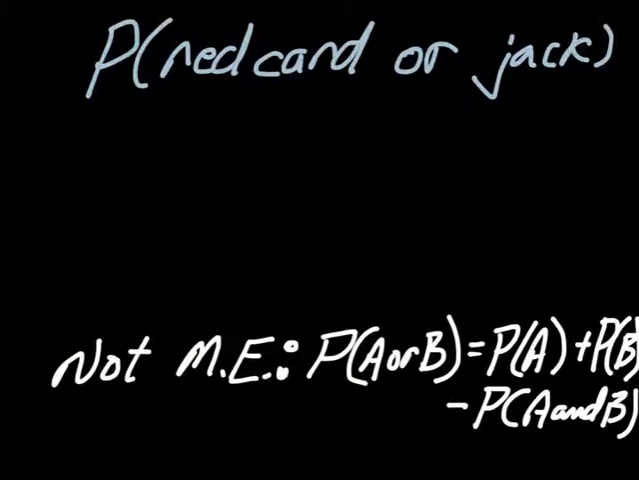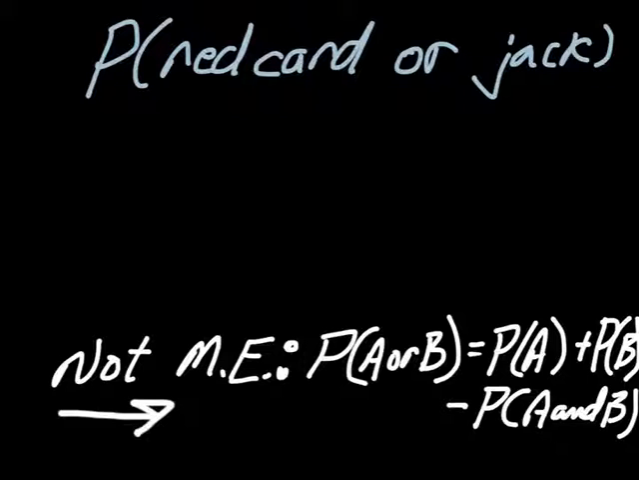So since these overlap, what I have on the bottom of your slide in white right here is the formula that we use for not being mutually exclusive. And it says that the probability of A or B is equal to the probability of A plus the probability of B minus the probability of A and B. And so what I want to do is show you why this is true, and then we can go ahead and do this problem.